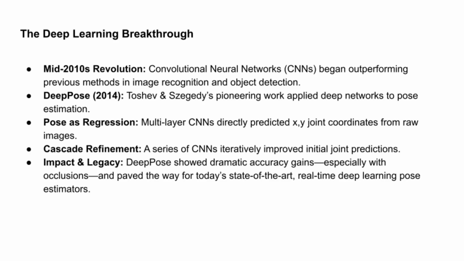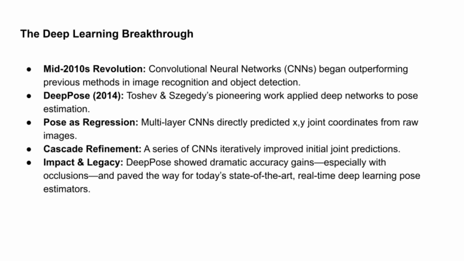Instead of relying on manual feature engineering, DeepPose treated pose estimation as a regression problem. It directly learned to predict the X and Y coordinates of body joints from the raw image using a multi-layer CNN trained on lots of annotated images. To refine its predictions, the authors employed a cascade of CNNs. The output of one stage, an initial guess of joints, would be fed into the next stage for further refinement.